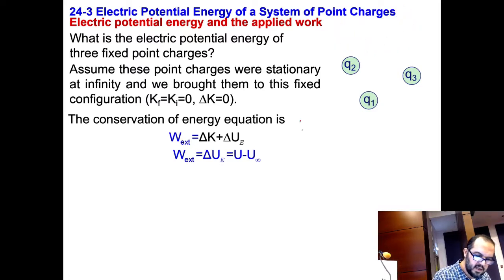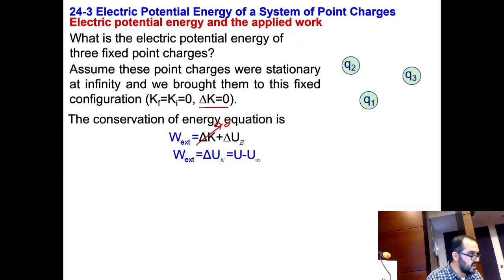Okay, so we said, here, actually, the conservation of energy equation: the work done by an external force is equal to delta K plus delta U electric. If we assume that the charge has an initial zero velocity and a final zero velocity, so K initially is 0 and K final is 0, delta K is going to be equal to 0. So this term goes to 0, which means the external work is just equal to the change in potential energy.